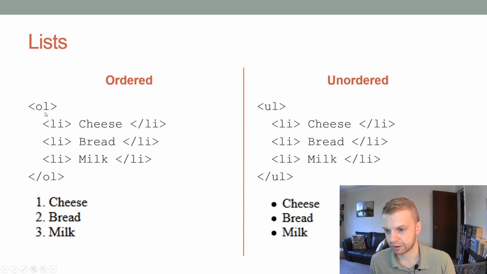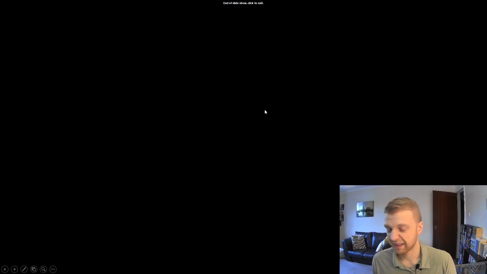OL means it's going to be ordered, which means it has a number 1, 2, 3, and as long as it's got these LI tags, then it will change them to 1, 2, and 3. UL makes it unordered. It just makes it bullet points. Notice these LI tags are exactly the same. The only difference is the letter here, whether you want it ordered or unordered. And that's all there is to the second lesson, and that's half of the NAT4 course already.